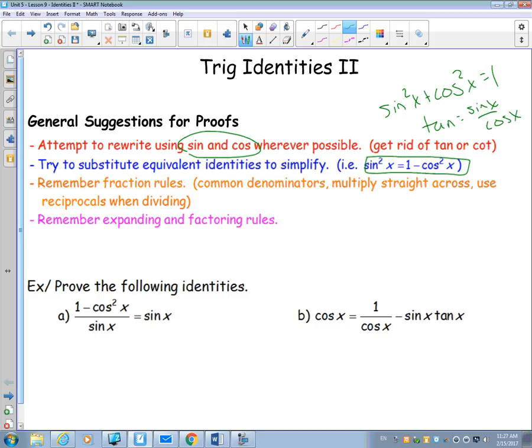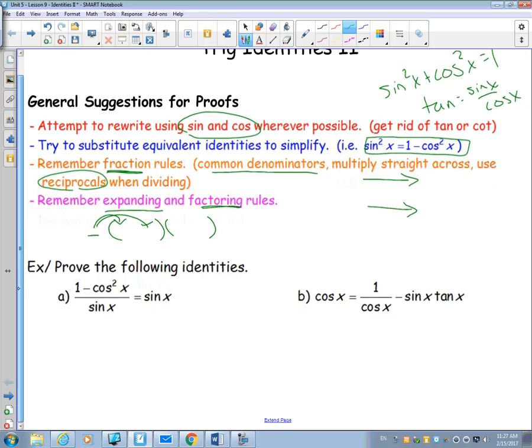Okay, remember your fraction rules. So common denominators when adding and subtracting. Multiply straight across, tops and bottoms. And then when you divide, remember to flip. Use your reciprocal and turn it into multiply. And thirdly, remember we can expand things. We can do FOIL or put a number in front and distribute. And we can also factor things. Those are handy sometimes.